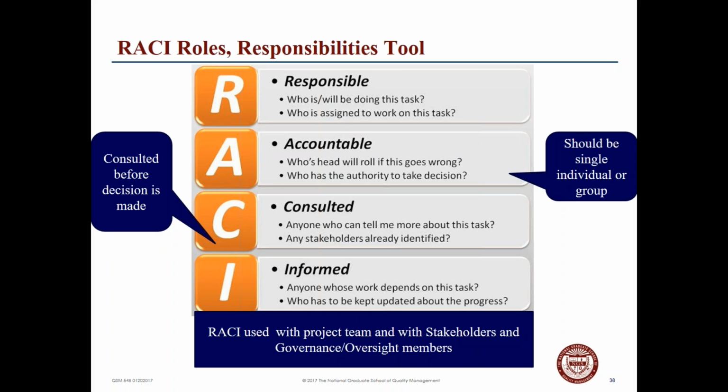Have we consulted? Have we reached out to everyone who can communicate to me about the particular project or task that we have in hand? Have we identified all the proper stakeholders? Have we informed those whose work depends on this task? Have we informed those who can be kept updated about the progress? Again, RACI would be used with the team and the stakeholders, particularly with governance and oversight members. Again, who's responsible, accountable, consulted, and informed.